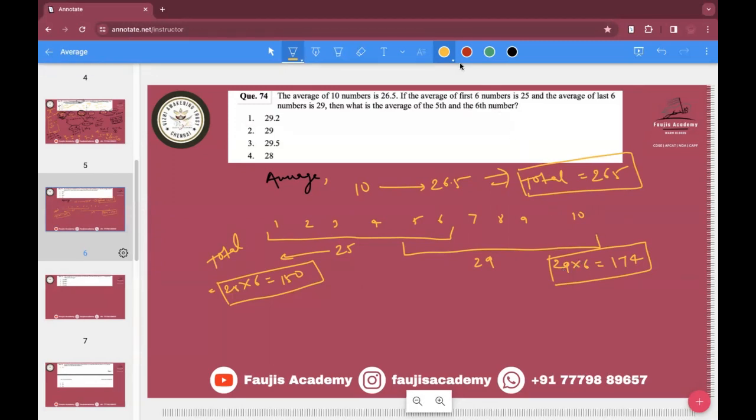So this is the total pool of all the 10 numbers. This is the first 6. This is the last 6. If we do this one minus this one, will we get the sum of the last 4?